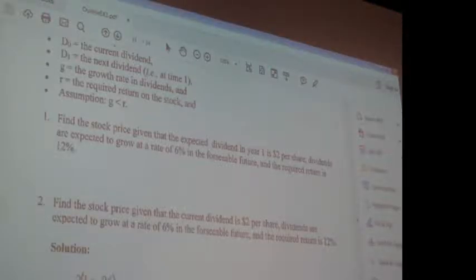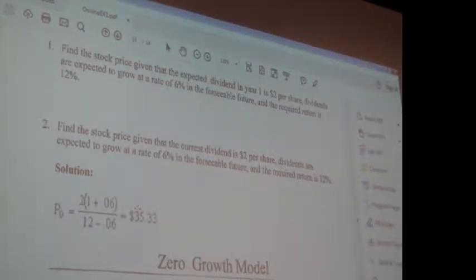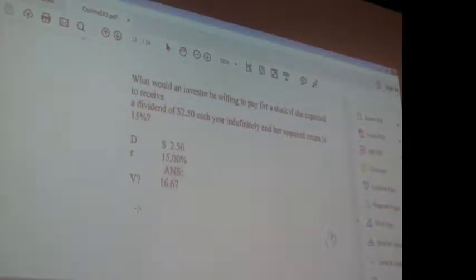I wanna do one more thing that you've already seen before, which is calculating the expected rate of return and then call it a night, okay? Let's look at this. It says, what would an investor be willing to pay for a stock if she expected to receive a dividend of $2.50 each year indefinitely and her required return is 15%? If you look at this question, we see that G is not there in that question. So by default, we know it's the zero growth model. It says 2.5 indefinitely. It's not growing. So we know it's going to be 2.5 divided by 0.15, which is 16.67, okay? All right, so that and a variation of that, and then the final one that we're going to do is known as calculating expected rate of return. That's the last one.